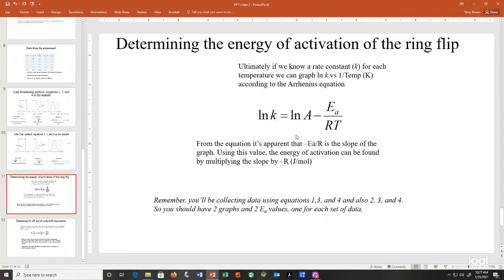So from this, it's apparent that negative energy of activation over R is the slope of the graph. Using this value, the energy of activation can be found by multiplying the slope by negative R. And remember, you'll be collecting data using both equations 1, 3, and 4, and also 2, 3, and 4. So you should have 2 graphs and 2 energy of activation values, 1 for each set of data.